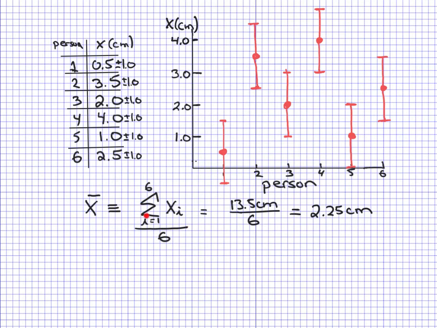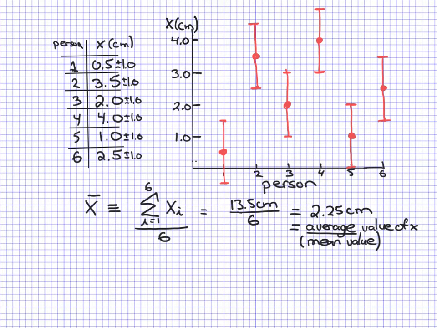So our notation is we're designating each individual value x sub i, where i is an index that ranges from 1 to 6. So, for example, x sub 1 would be 0.5, and x sub 2 is 3.5, etc. And if you add up all 6 of these values of x, you get 13.5 centimeters. Dividing by 6, we have an average value of x. x bar is equal to 2.25, and that is certainly a positive number.